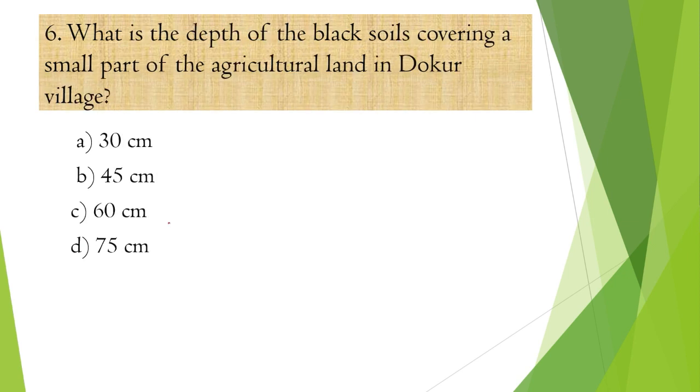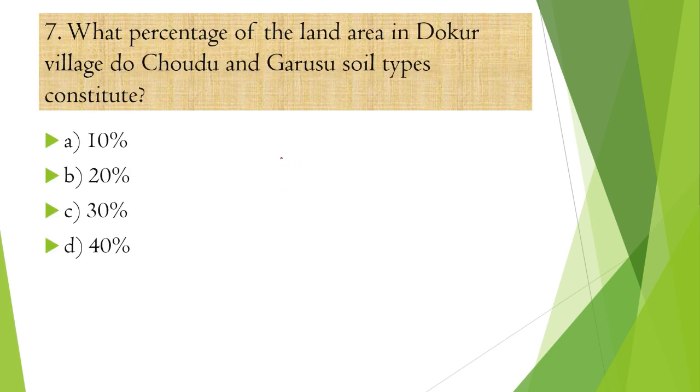Sixth question. What is the depth of the black soils covering a small part of the agricultural land in Dokur? What is the depth of the black soil? 60 centimeters in this village. If the land is black soil, then this depth is nearly 60 centimeters.